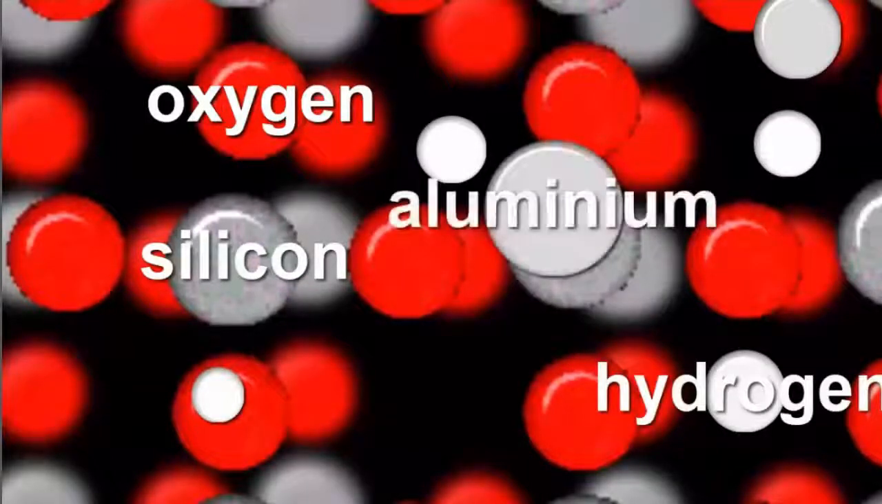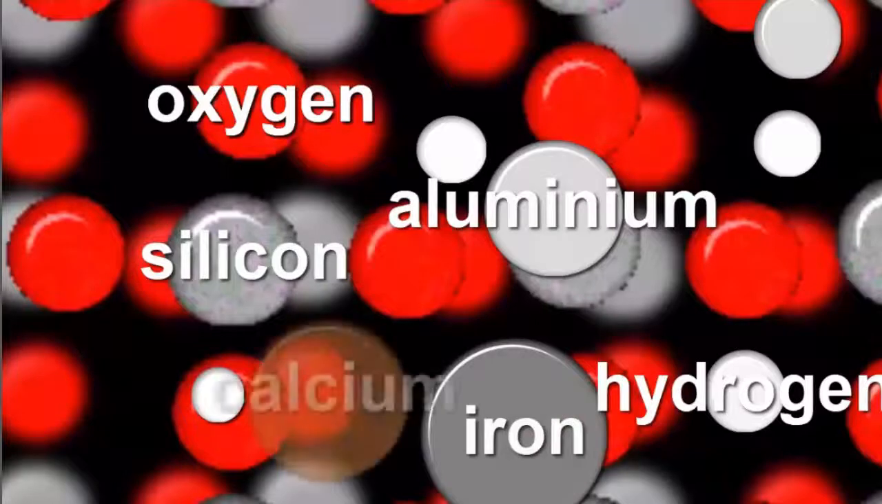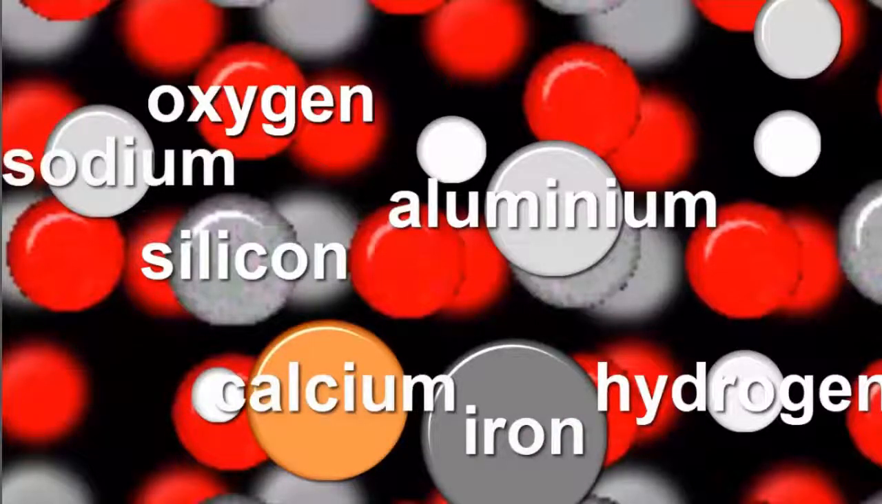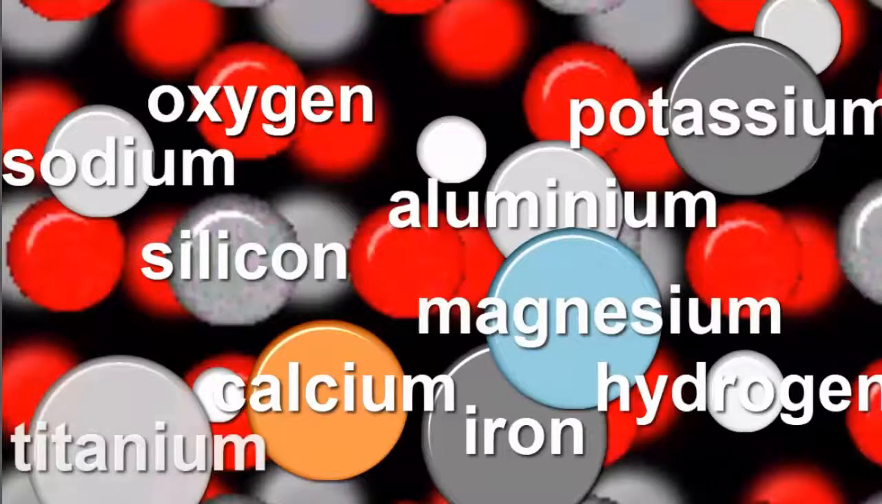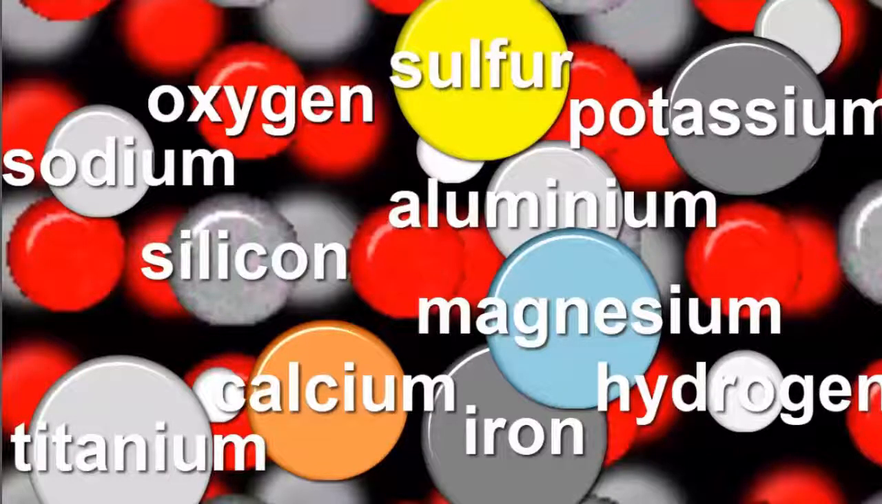If we could magnify a brick, we would see that it's also made of atoms. It's got silicon and oxygen atoms, but other kinds like hydrogen, aluminium, iron, calcium, sodium, potassium, magnesium, titanium, and sometimes there's a bit of sulfur there too, which can be a nuisance. What a substance is like depends upon what atoms it's made of and how they're arranged together.